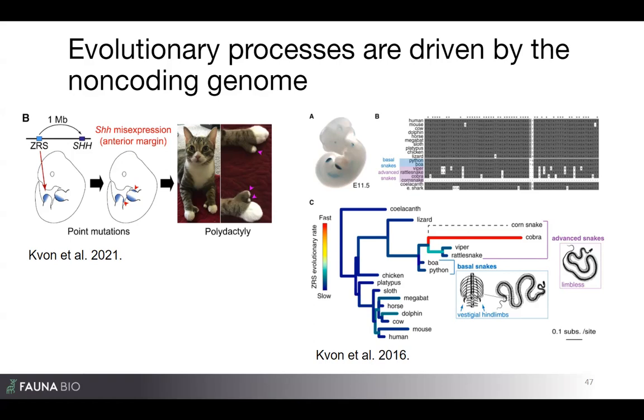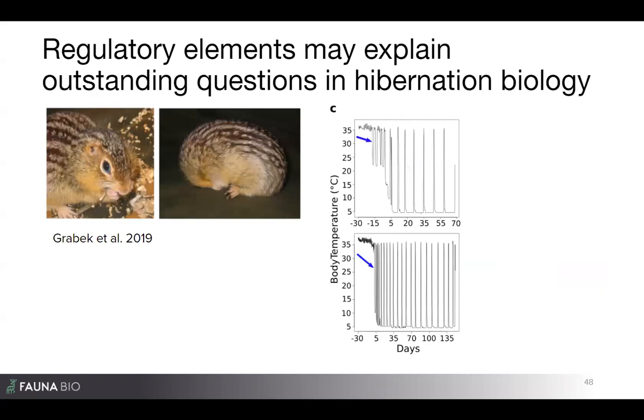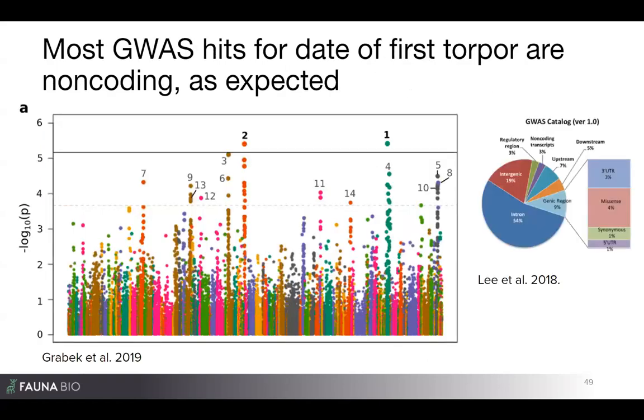And so at Fauna, we want to leverage this. And also, regulatory elements may explain many outstanding questions in hibernation biology. So looking at these super cute squirrels, one of our founders, when she was still an academic, did a study where she was looking at genetic variants that significantly associate with the onset of torpor. So you can see in this squirrel, it goes into torpor a bit slower, takes a little longer than this squirrel, which has a more abrupt entrance into torpor. And so she identified variants that are associated with these variations.